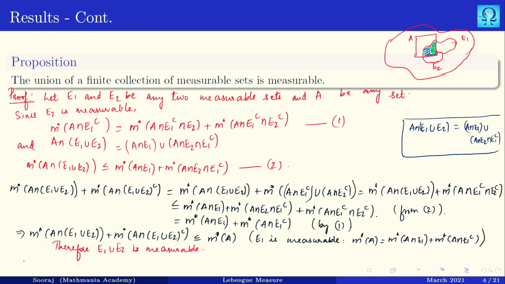Now you just assume the union of Ei, i runs from 1 to n minus 1, is measurable.